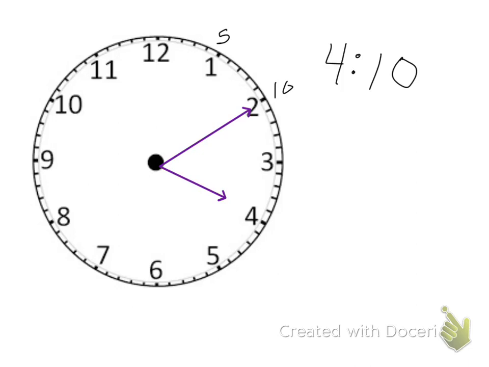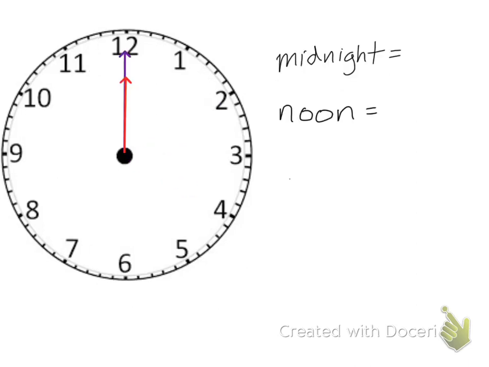Each day, the hour hand will move completely around the clock 2 times. A new day starts at 12 o'clock midnight. So midnight is the same as 12 a.m. The a.m. is an abbreviation for the Latin words ante meridiem, which means before midday. Midday is at noon. So noon is 12 p.m. p.m. is also an abbreviation for post meridiem, which means after midday.